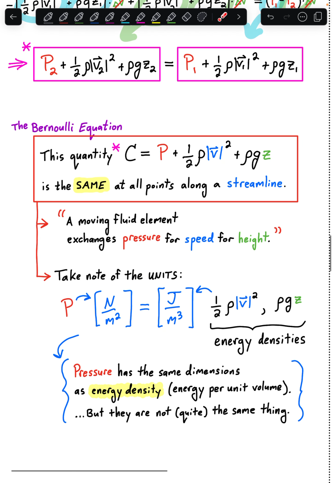Pressure has the same dimensions as energy density, energy per unit volume. But that's not to mean that they are the same thing. They're not, they just have the same dimensions, so it's possible to add them. And with this Bernoulli equation, we see how we can exchange pressure for speed for height.